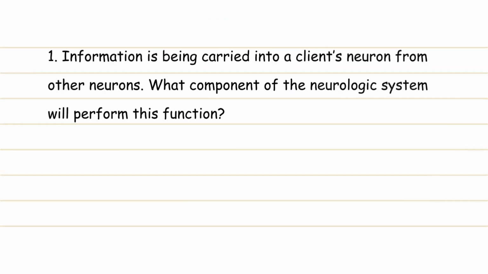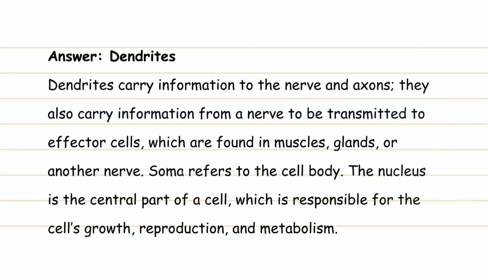1. Information is being carried into a client's neuron from other neurons. What component of the neurologic system will perform this function? The answer is dendrites. Dendrites carry information to the nerve and axons. They also carry information from a nerve to be transmitted to effector cells, which are found in muscles, glands, or another nerve. The soma refers to the cell body.